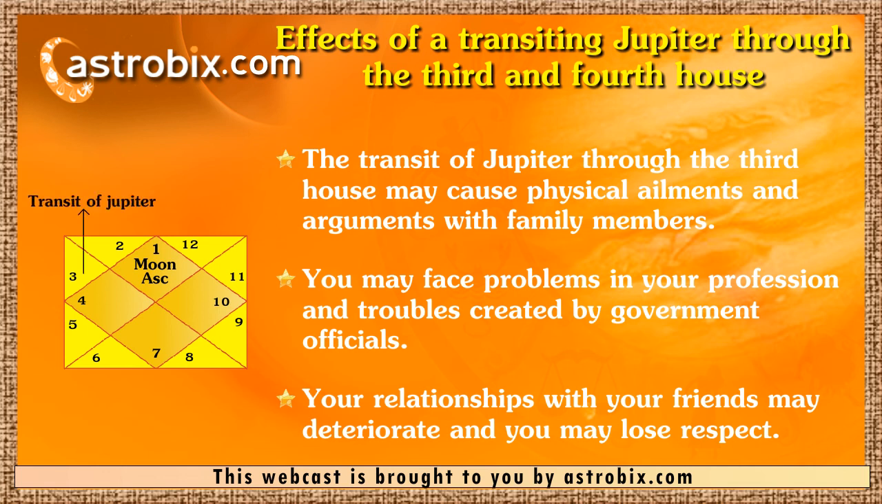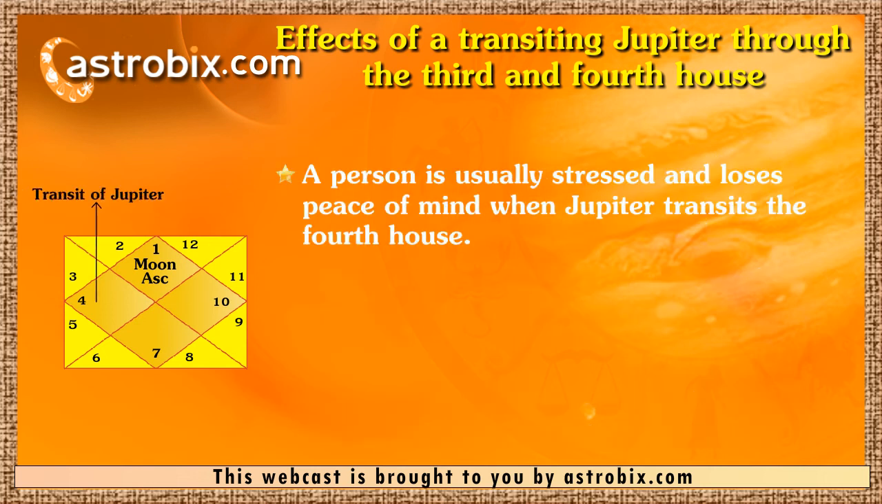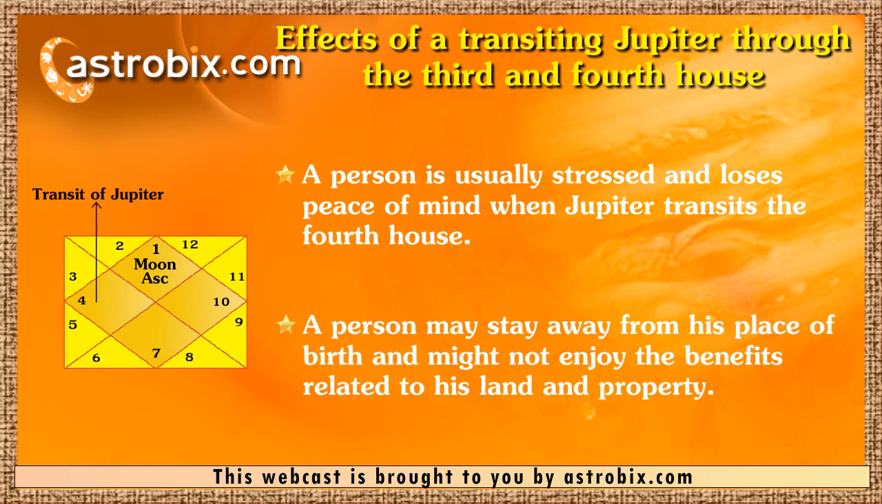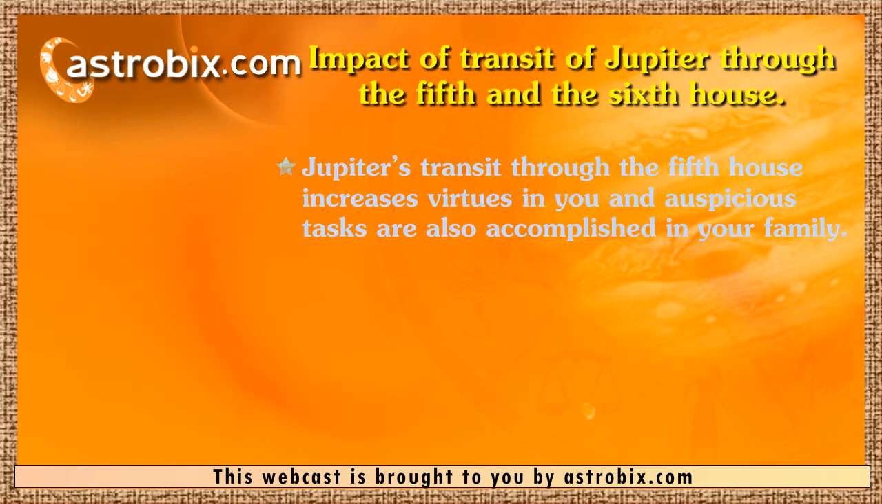The 4th house is considered the karak of the mind. Therefore, when Jupiter transits through the 4th house, you tend to lose your peace of mind and feel restless. Also, there might be an increase in the number of enemies during this period. You may stay away from your place of birth due to a personal or professional reason, because of which you may not be able to enjoy the benefits of your land and property.